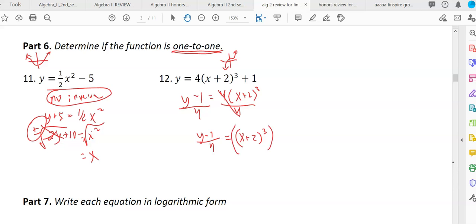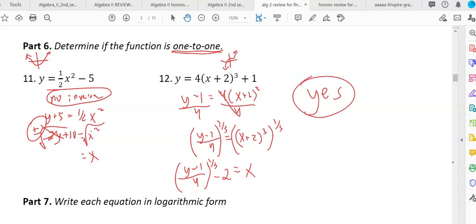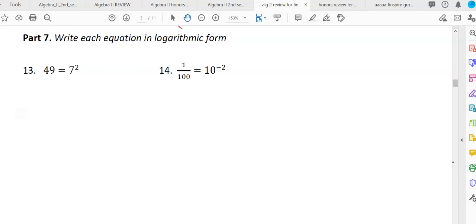I'm going to put both sides to the 1/3 power. Still not a plus or minus, so that's good. And last step, I'm going to subtract 2, so I get y minus 1 over 4 to the 1/3 power, I guess minus 2 equals x. So that's okay. That's one function, so this is yes, it is one-to-one. Is it one-to-one? This is no. I should say no, it is not one-to-one. So no inverse, it's not one-to-one.